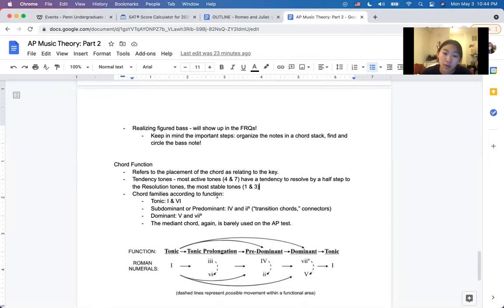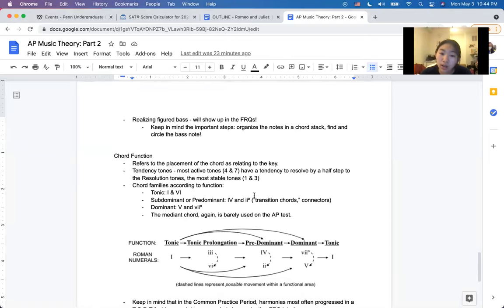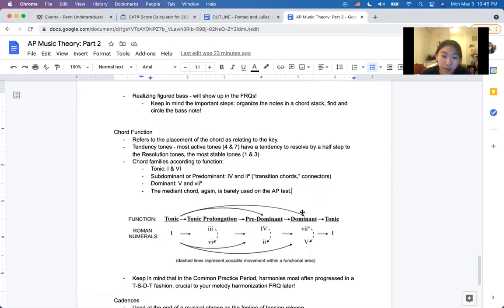The chord families, according to their function, are: for tonic, there's 1 and 6. For subdominant or predominant, there's 4 and there's the diminished second. These are also transition chords, or chords that will connect your tendency and resolution chords. There's also the dominant family, which is 5 and diminished seventh. The mediant chord, again, is barely used on the AP test, so you don't really have to worry about that.